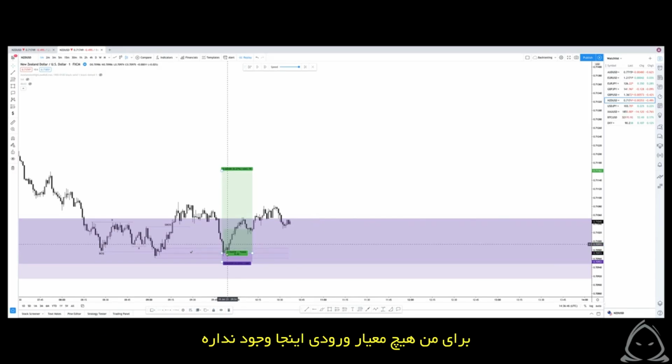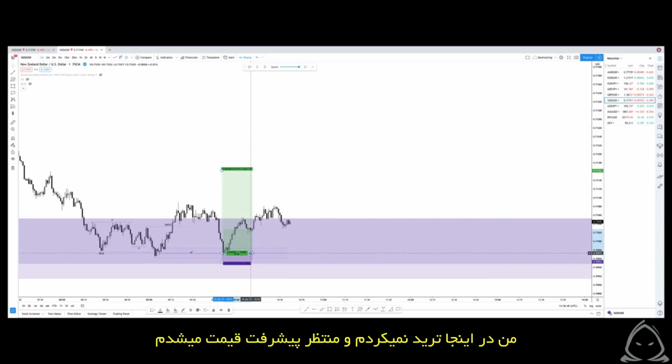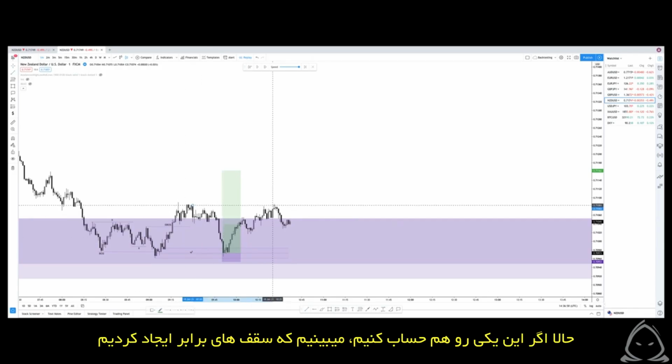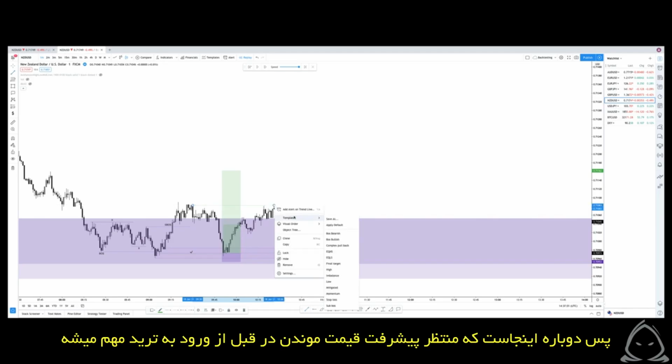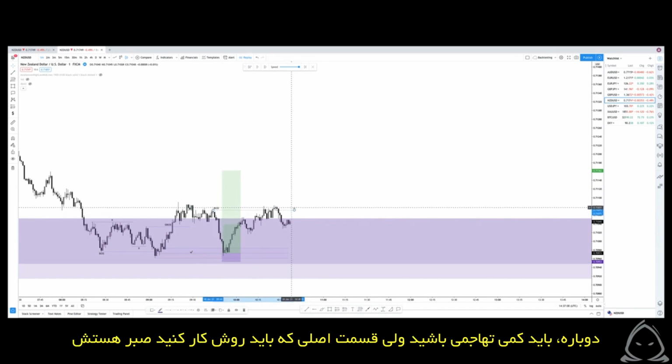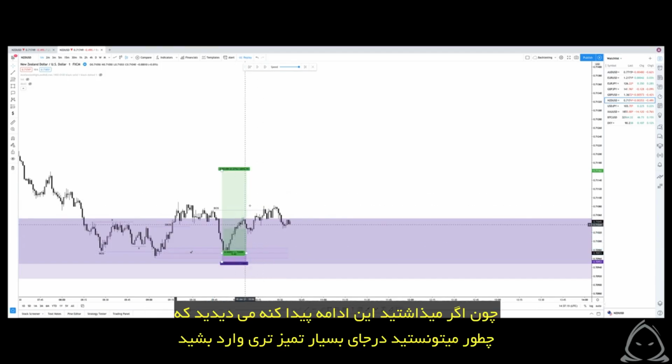For me, there's no real entry criteria here. I wouldn't take this trade here at the moment. I would wait for further development, because again, the breaker structure is pretty weak. If you're using this here, you've pretty much just dropped some equal highs. So again, this is where it's important to be patient, let price develop a bit more before you look to actually get involved. Obviously, you do need to be a little bit more aggressive, but the patience is where you'll thrive more, because if you just let this develop, you'll see how you could have got into this a lot cleaner, in my opinion.